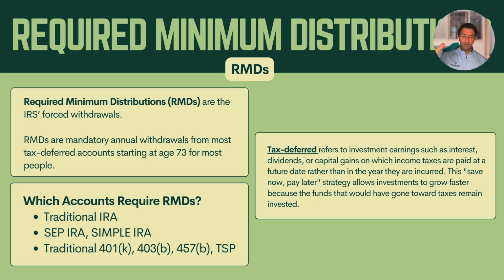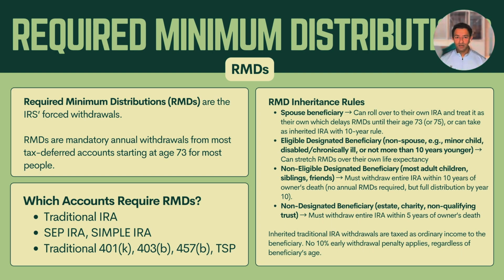So the IRS is going to come knocking as soon as you hit that age, and they're going to say, hey, you got to start pulling money out of your tax deferred accounts. The amount that you have to pull out is your RMD. That is your required minimum distribution. And it's very easy to calculate, and I'm going to show you how to calculate that in just a second.